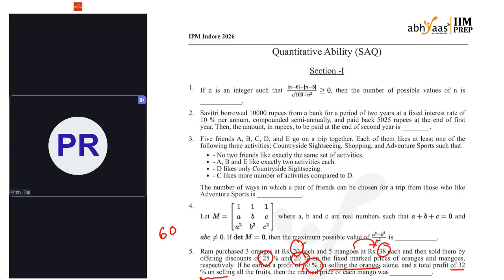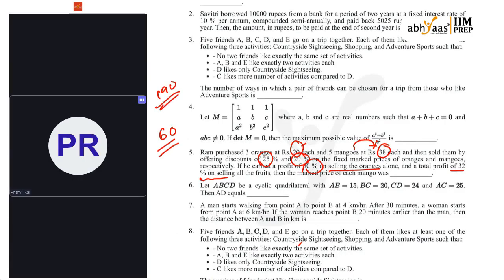What about 5 mangoes? 5 mangoes, which is costing 38 each, so it is 150 plus 190. It's 190. So this is oranges and this is mangoes, and he sold them offering a discount of 25%. The discount is on the fixed price, this is the cost price. Don't think that this is the market price. I'm not offering a discount on this. Okay.